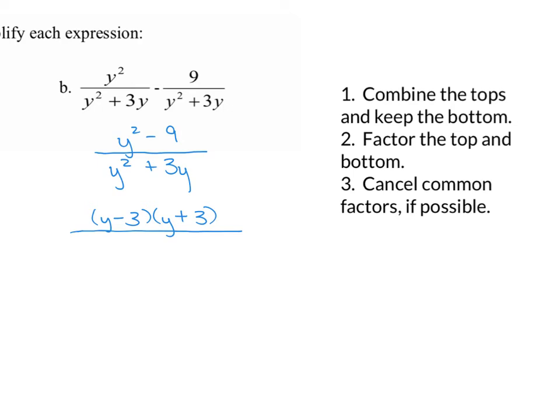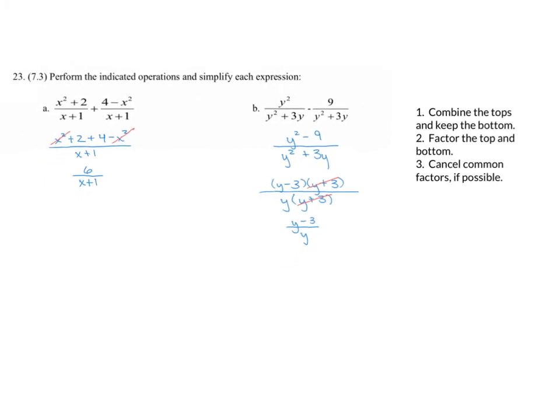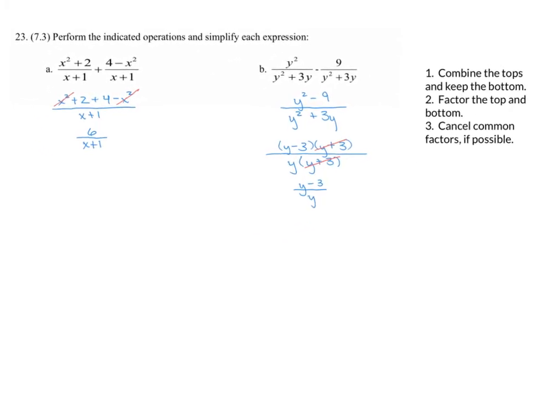The bottom, I can factor out a greatest common factor of y, and I am left with y plus 3. We cancel common factors, so I cancel the y plus 3's. Then we write what's left over, which is y minus 3 over y. All right, that takes care of problem number 23.